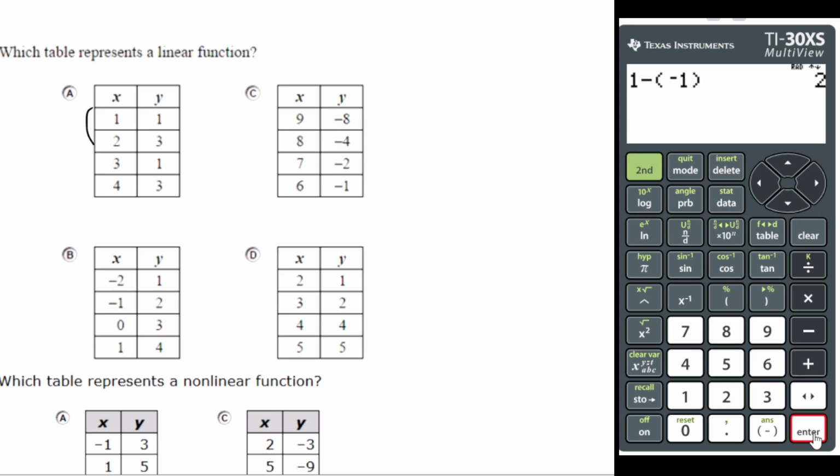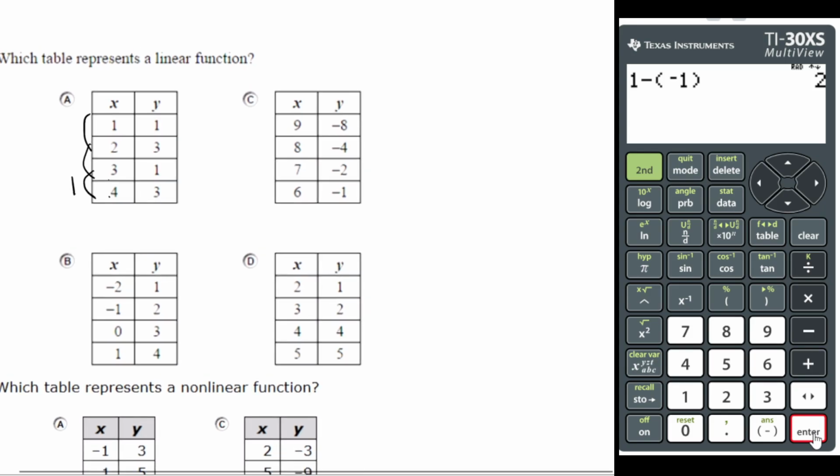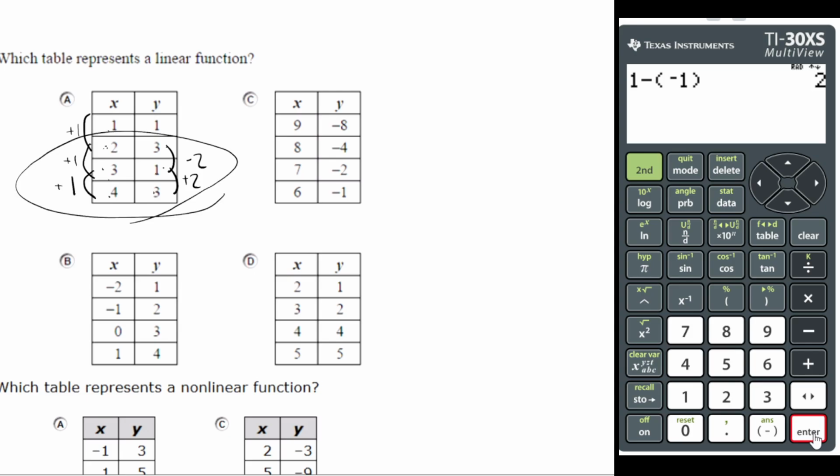So, A. Let's do our differences. 4 minus 3, positive 1. 3 minus 2, positive 1. 2 minus 1, positive 1. 3 minus 1 is positive 2. 1 minus 3 is negative 2. Uh-oh. These don't match. So that's out.